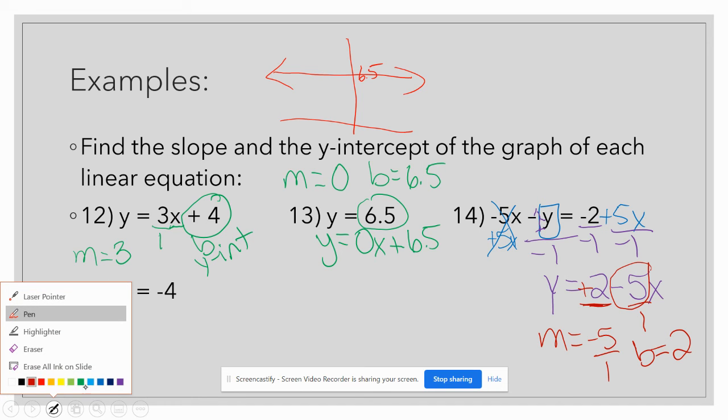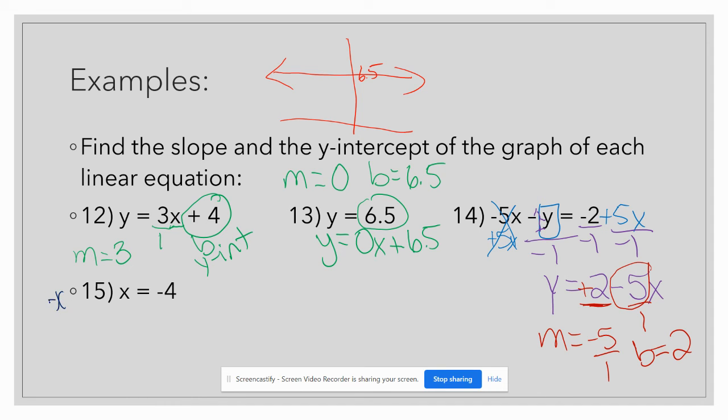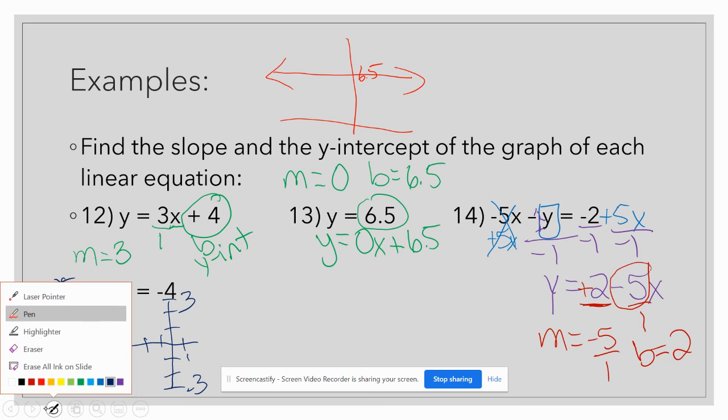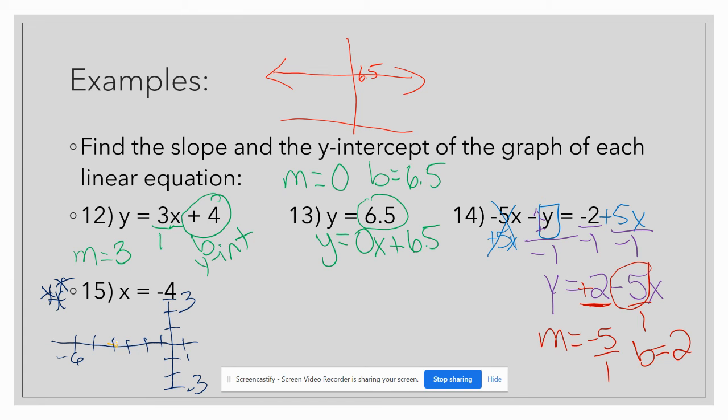Number 15 is very special. And that's because this is another special line. X equals -4 is a vertical line. So I'm going to graph that just for a visual while we're talking about the slope and the y-intercept. So -4 is here, here, here, here, and here. So here's my vertical line for x is equal to -4.